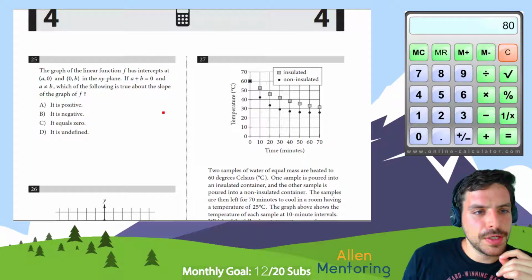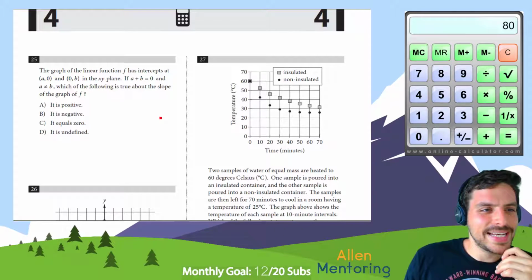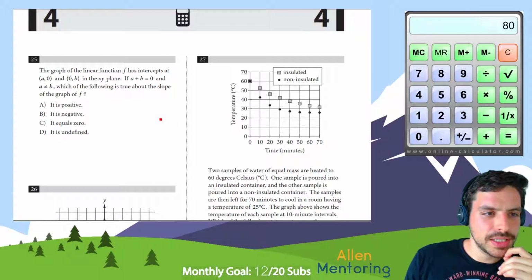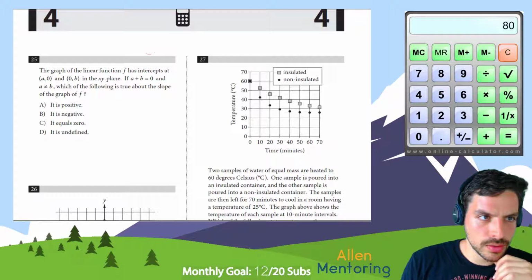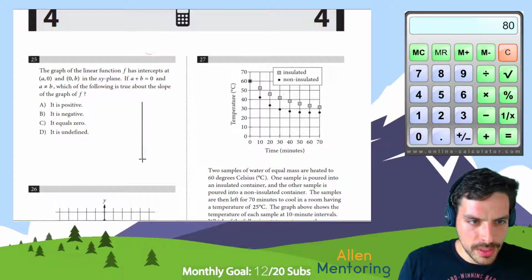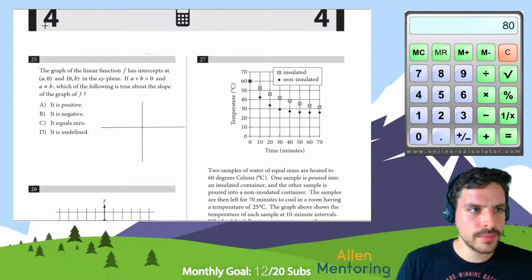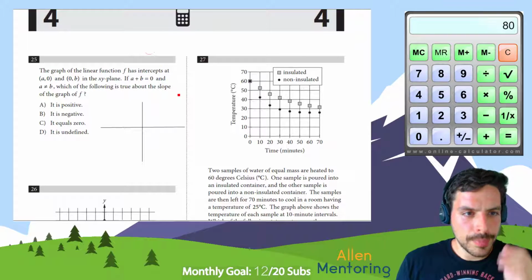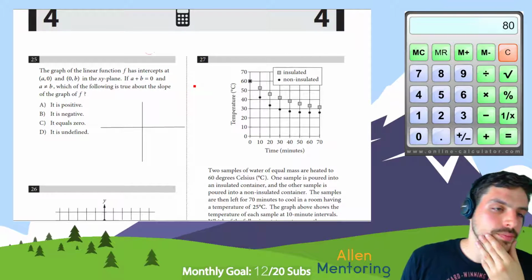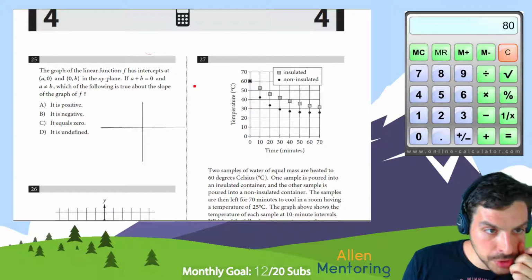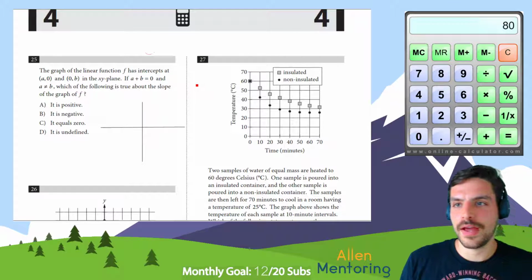The graph of the linear function f has intercepts at a comma 0 and 0 comma b in the xy plane. Okay, so maybe it'll be wise for me to draw a little xy plane here, kind of like that. If a plus b is equal to 0 and a is not equal to b, which of the following is true about the slope of the graph f?